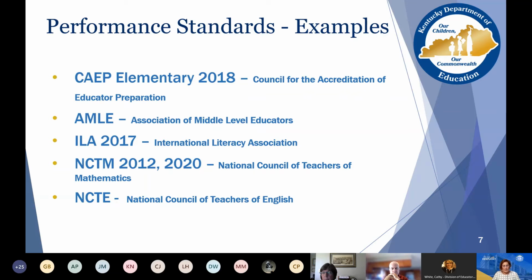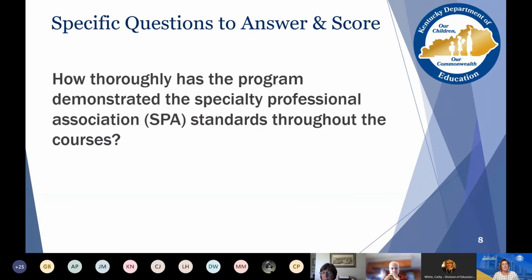As we move on, now that we've given you some examples, the question that we want you to investigate is how thoroughly has this program, through its courses and the specialty answers, addressed the SPA standards in their courses. Your familiarity with the SPA standards assists as you review this program to determine the thoroughness of it. It's critical to understand that the courses and the syllabi must be linked to not only the SPA standards, but also the elements within that standard.